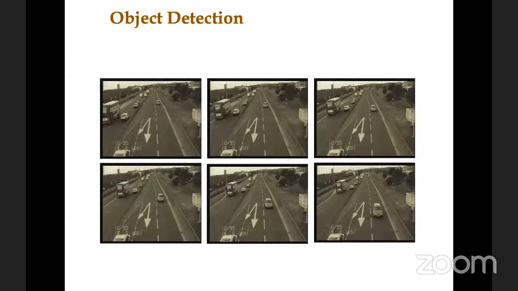This is an object detection process which we carried out on a standard video. You can see there is a road, and from the flyover we have taken the video, and you can see the car is moving slowly towards the camera, and we are able to track it.